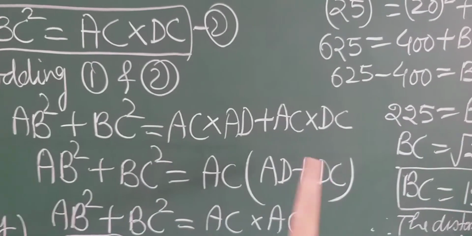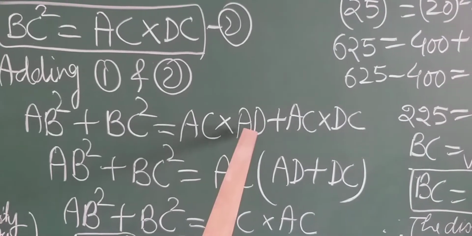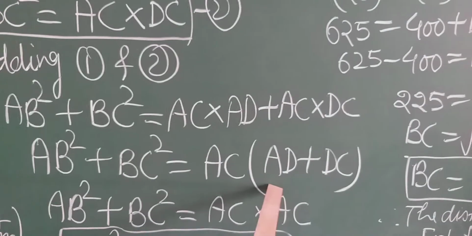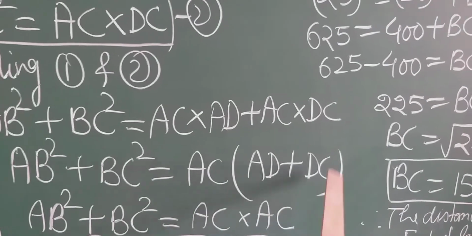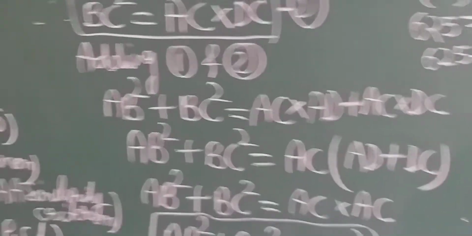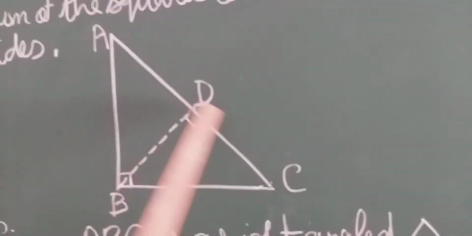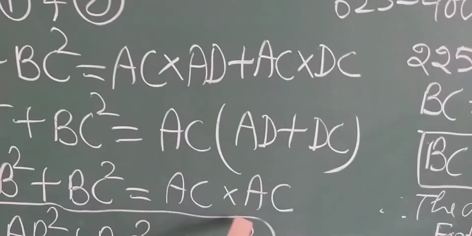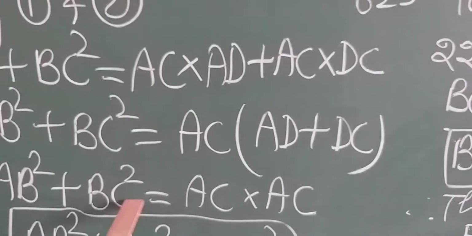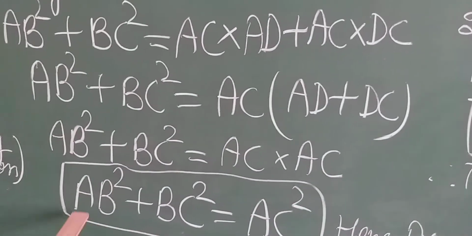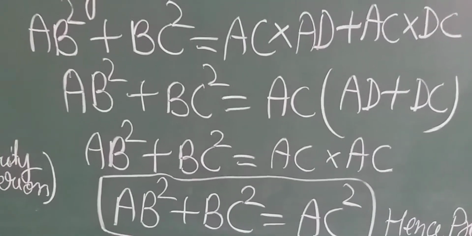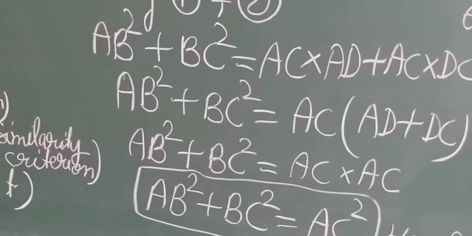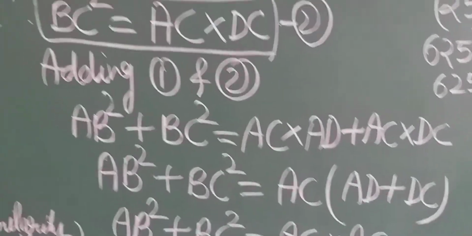So student, you can see AC is common. What is left inside the bracket? AD plus DC. So AB square plus BC square equals AC, AD plus DC in bracket. So students, in the diagram you can see AD plus DC equals AC. So at the place of AD plus DC we can put AC. So AB square plus BC square equals AC into AC, which is AC square. Hence proved, student. So this is Pythagoras theorem. Let us solve one question based on this theorem.